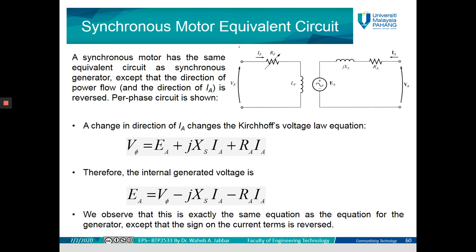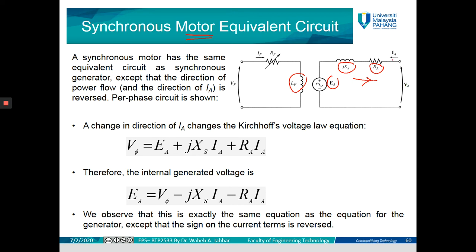So the equivalent circuit of the synchronous motor is the same as the synchronous generator in terms of components. So we have the field winding here, we have the field reactance, but for the stator part, which is the armature here, we have also EA, we have jXS, which is the synchronous reactance, and we have RA, which is the armature resistance here. But the direction of the current in this circuit will be opposite to the generator. So in the generator, the current will go from the machine to the output. So we take Vout from the machine.